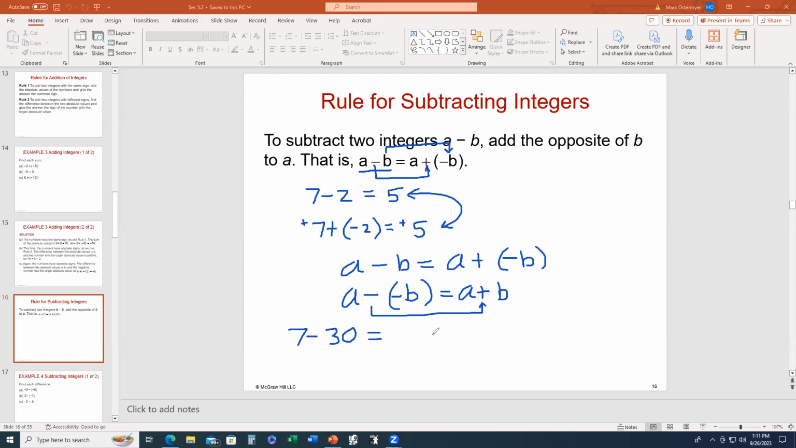They would say you can't do it. Well, we know how to do this now, ladies and gentlemen, because we're more advanced. We can change subtraction to what? Addition. But in changing subtraction to addition, I add the opposite of 30. What's the opposite of 30? Negative 30. So 7 subtract 30 is equivalent to 7 plus a negative 30.